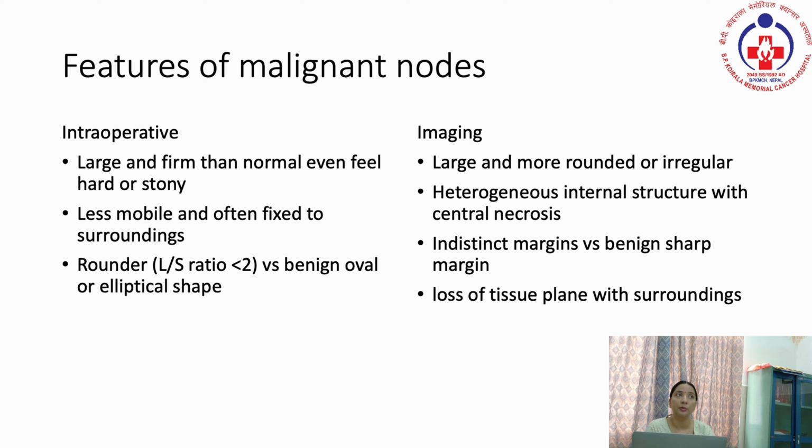That's why we dissected both the level 6 and level 14 nodes. And in our center, we sometimes don't get the privilege of the frozen section. That's why, on the basis of the intraoperative finding, we decide whether to go for level 14V dissection or not. And also in our case, there was involvement of the serosa, which is also one factor for the removal of the 14V nodes.